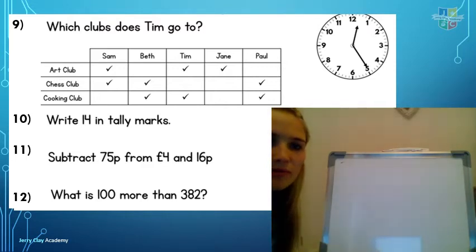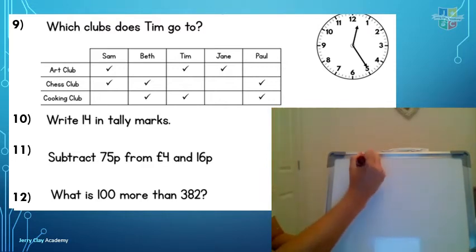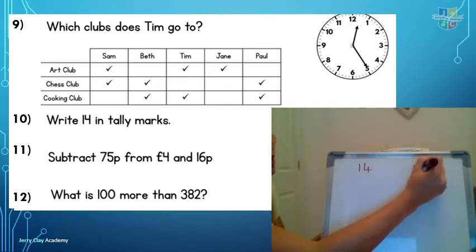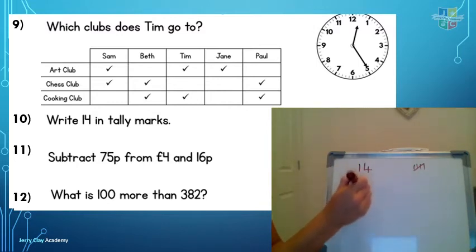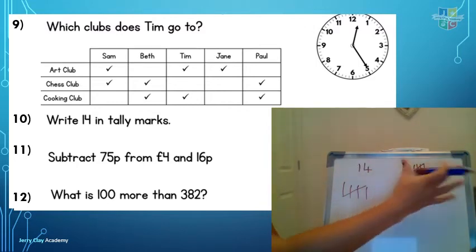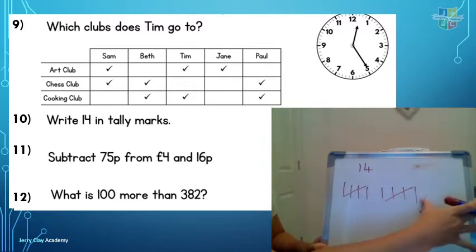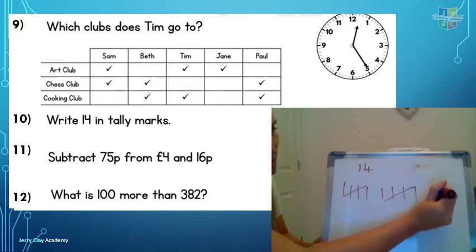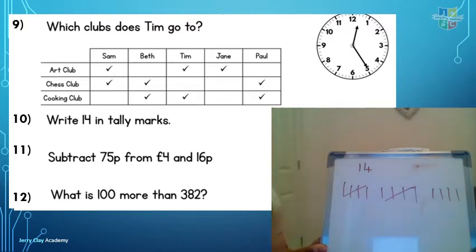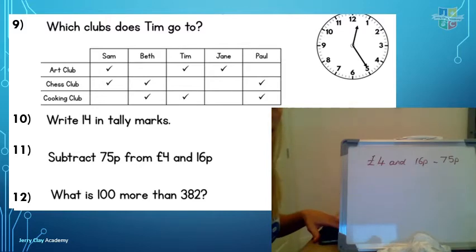Okay, in the next one we are writing 14 in tally marks. Now remember, when we write tallies, once we get to 5, we have to cross it like a gate. So we're going to go 1, 2, 3, 4, 5, 6, 7, 8, 9, 10, 11, 12, 13, 14. So you should have 1 lot of 5, 2 lots of 5 and 4. Well done if you got those right.